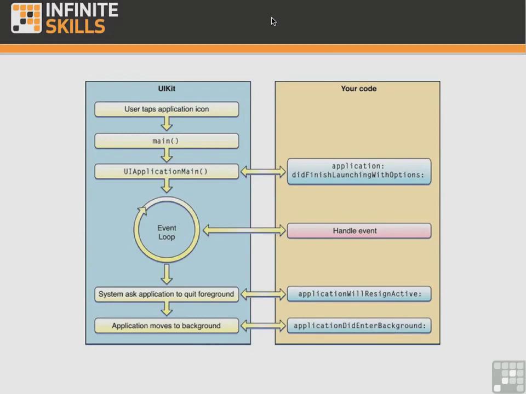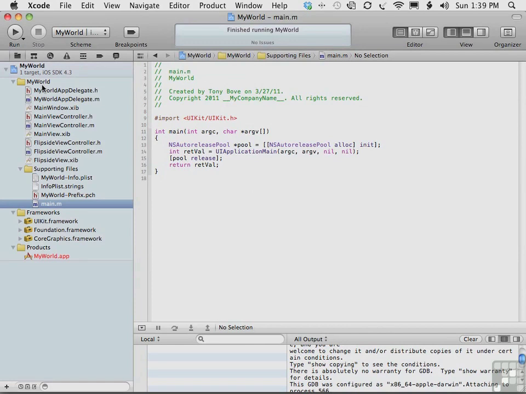The short but happy life of an iPhone app begins when a user launches it by tapping its icon on the home screen. As you see at the top, user taps application icon. The UIKit framework and the system launches your app by calling its main function. You can see the main function by opening the MyWorld folder, then opening the supporting files folder, and then selecting main.m, as we've already done. The code appears in the editor area, as shown.